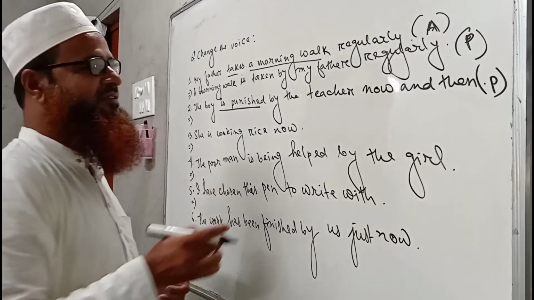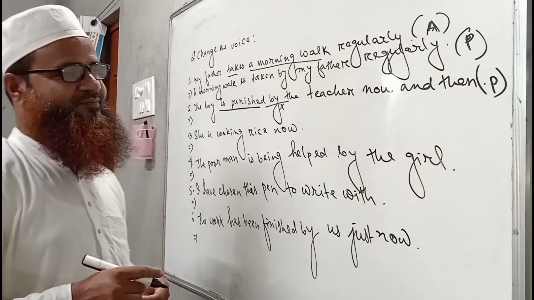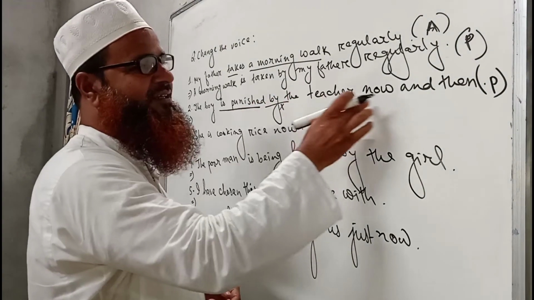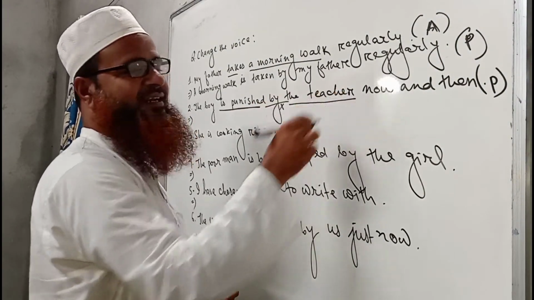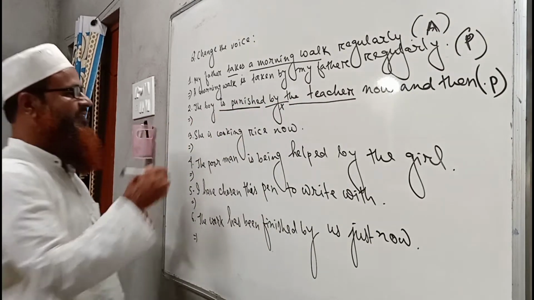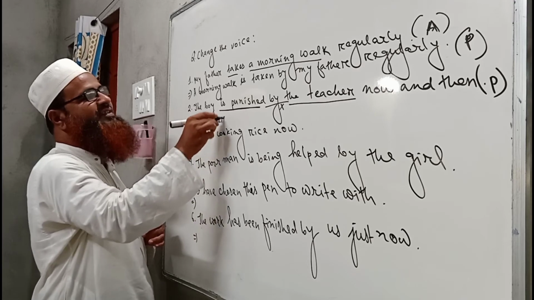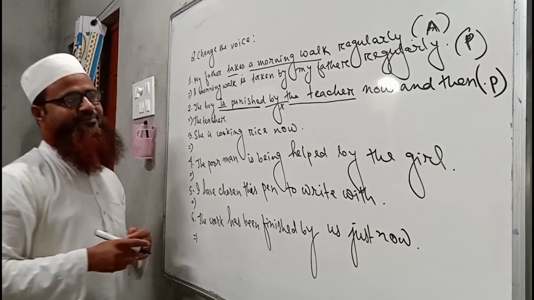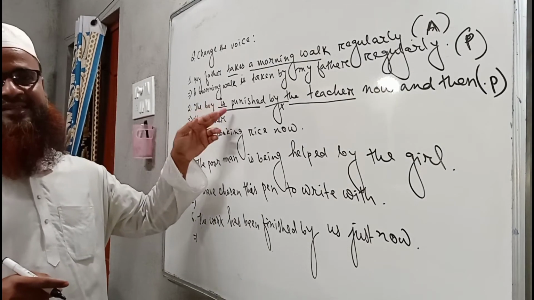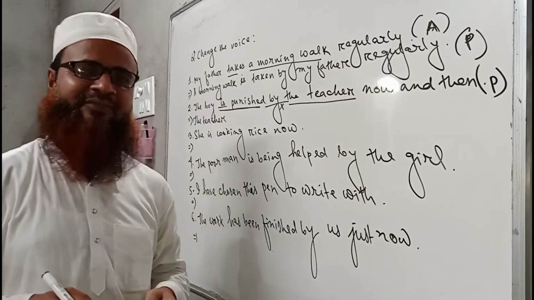We have to change it into active. In active voice we never use by. After the by, the teacher is written. This is the object here and this will be the subject in this sentence, the teacher. Again you see we have to drop is, because there is a past participle form of the verb, and this is in present indefinite tense.